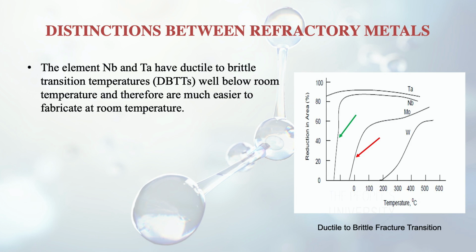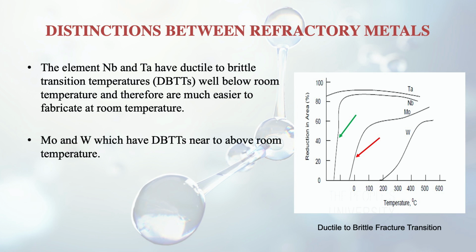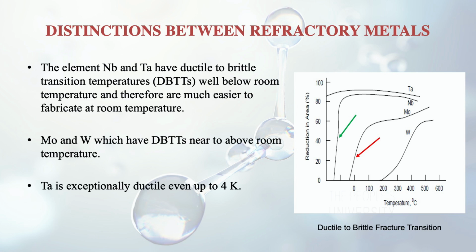So that is again coming into play when we are seeing the creep resistance. So Nb and Ta, that is niobium and tantalum, have a ductile to brittle transition temperature much lower than room temperature, but molybdenum and tungsten have DBTTs very near to or above room temperature. So this is a problem in the case of Mo and W, because then they will change to brittle and it will be very difficult to use them. Also, one very good property of tantalum is that it has exceptionally ductile behavior even up to 4 Kelvin temperature.